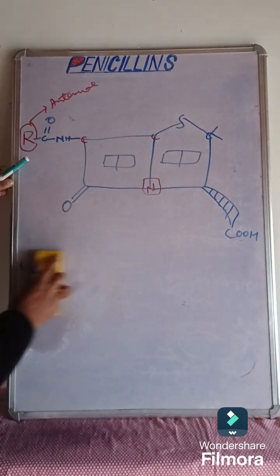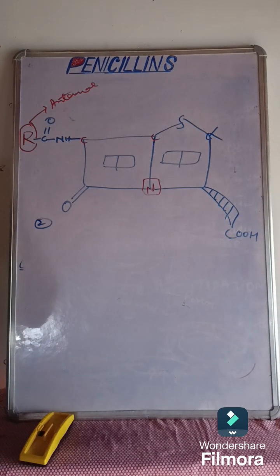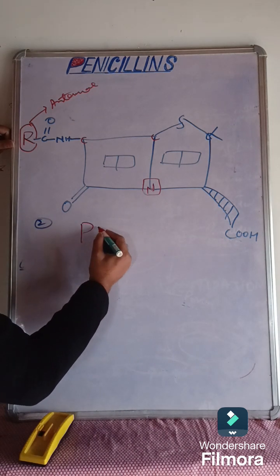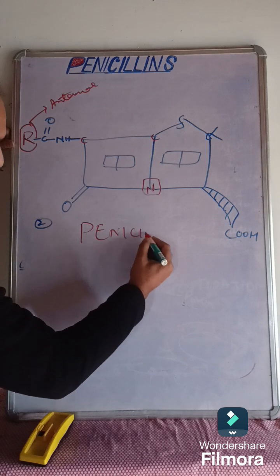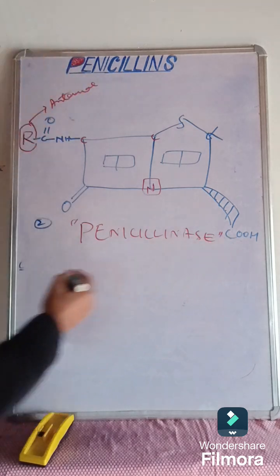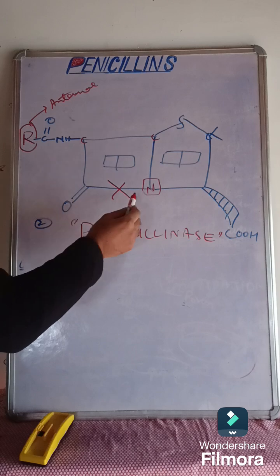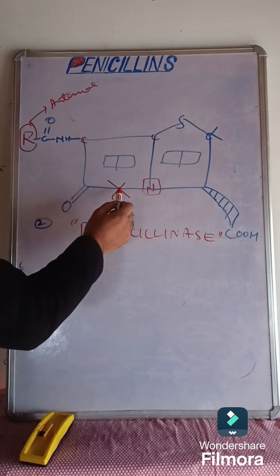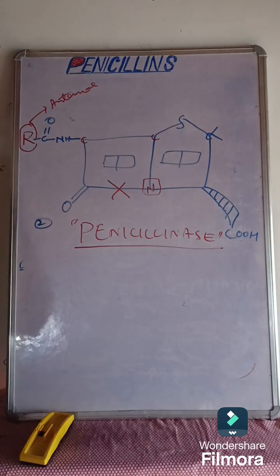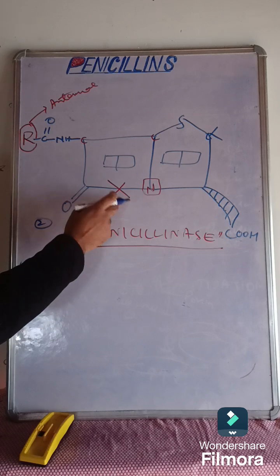The second mechanism is that both gram-positive as well as gram-negative bacteria secrete a chemical substance called penicillinase. This is the enzyme which is responsible for the destruction of the beta-lactam. It destroys the carbon-nitrogen bond of the beta-lactam. This is secreted by both gram-positive as well as gram-negative bacteria. These are also called beta-lactamases, and they destroy this carbon-nitrogen bond.